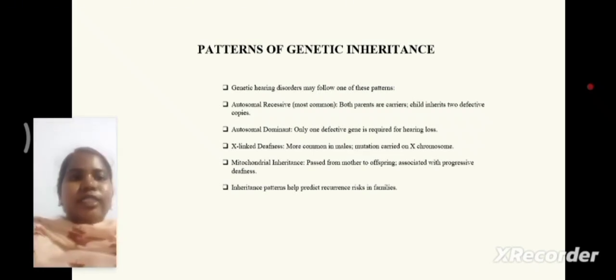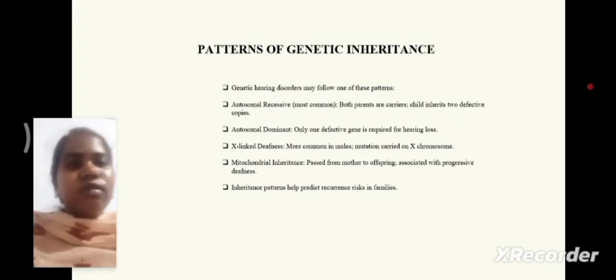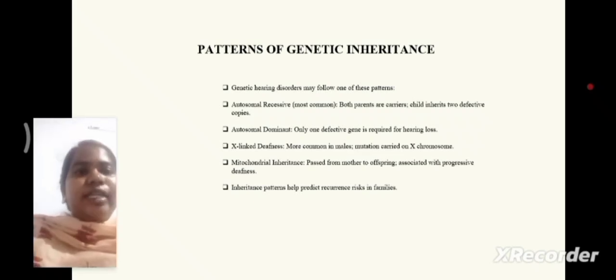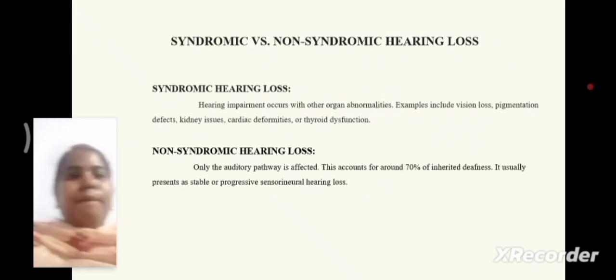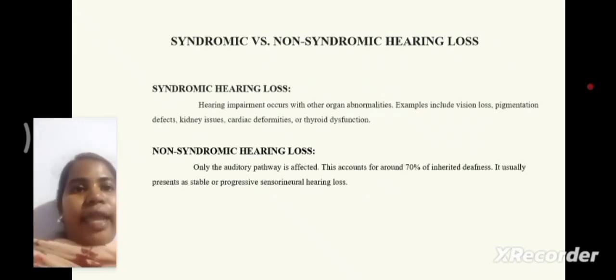These genetic disorders may follow one of these patterns. Autosomal recessive is the most common: both parents are carriers and the child inherits two defective copies. Others are autosomal dominant, X-linked, and mitochondrial inheritance. Inheritance patterns help predict recurrence risk in families.